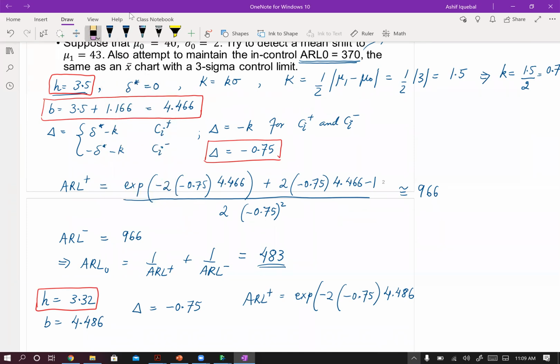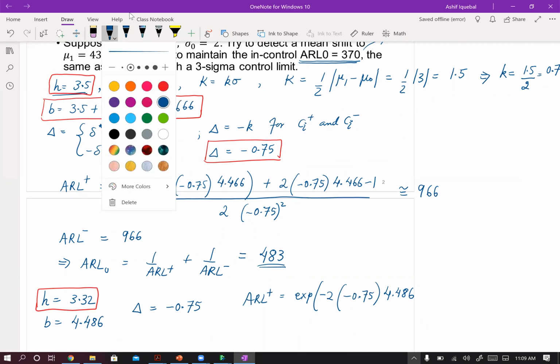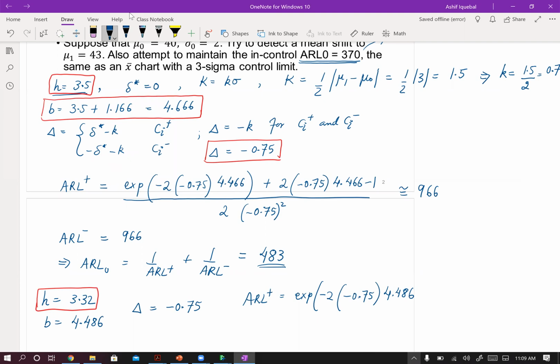So this will be 4.666, but 966 is right because I made the calculations before the class. So that will be correct, except that this needs correction here. 466, and this will be 466. Is that right?